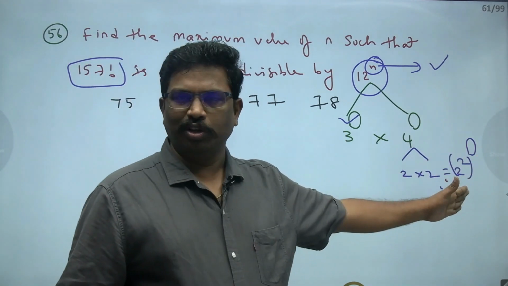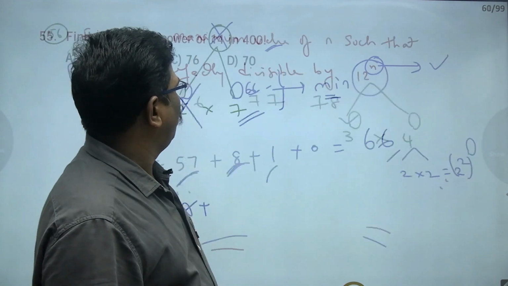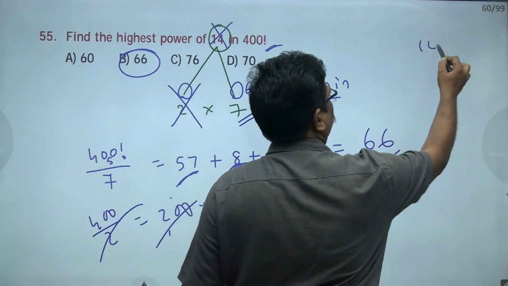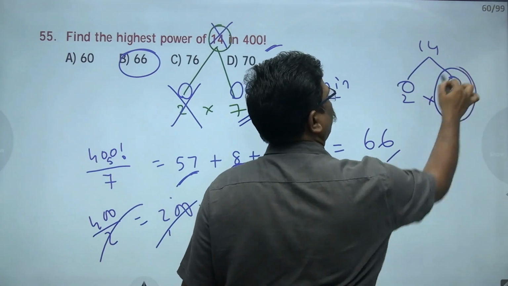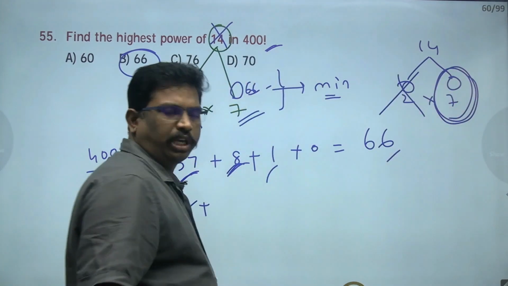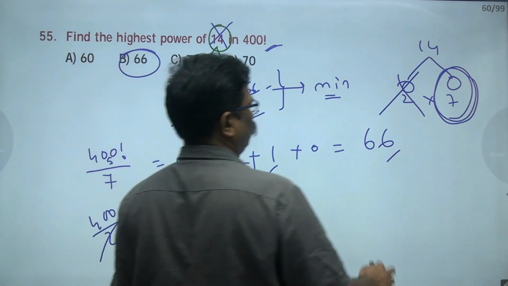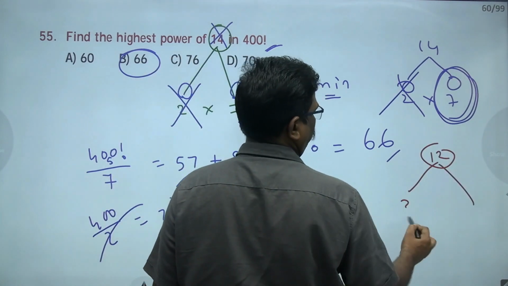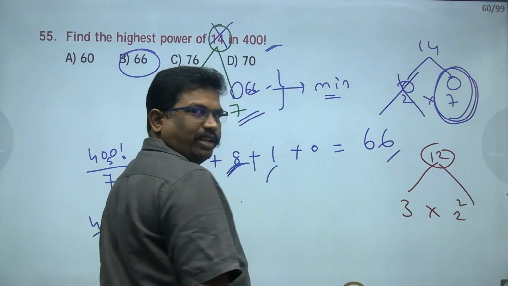In the previous question, I could say directly: 14 is there, it's not a prime number. I am writing 2 into 7, so I'll find out only for 7, I won't find for 2. That's okay. But now the case is 12. This I am writing as 3 into 2 square. This 2 square is not one value, the power square is there.